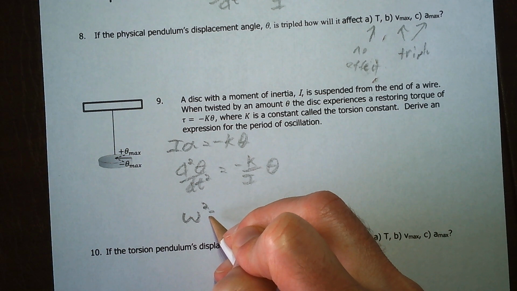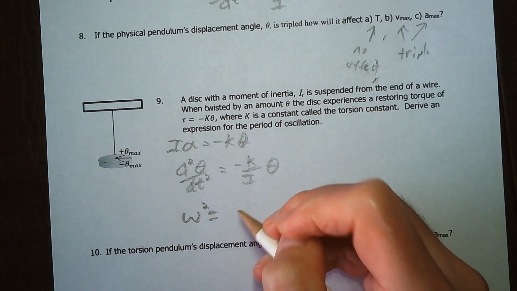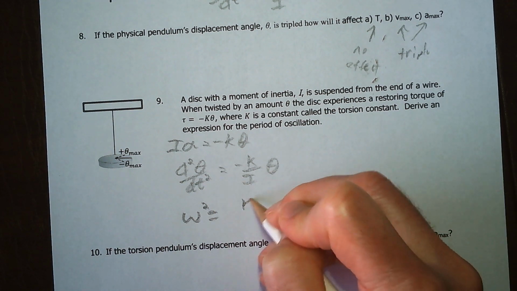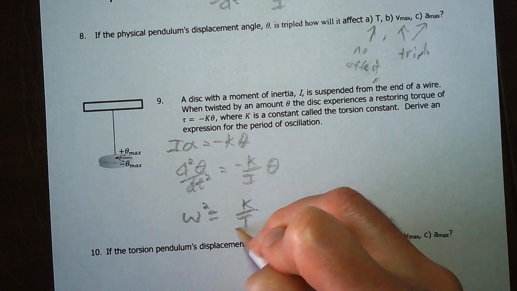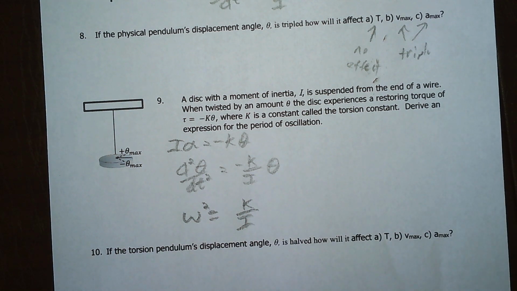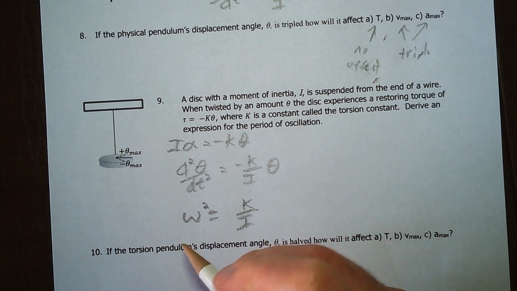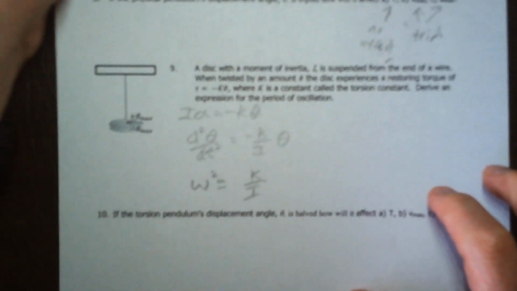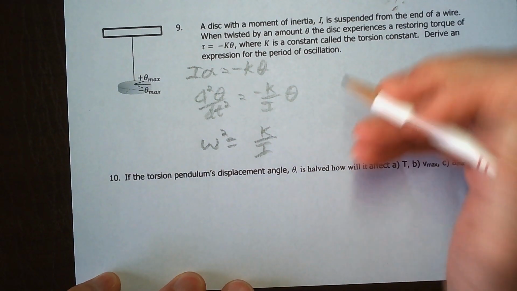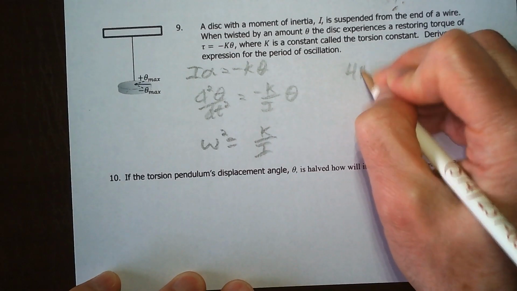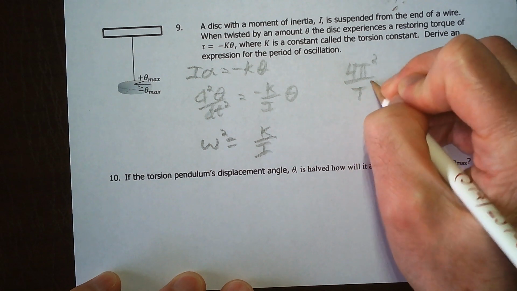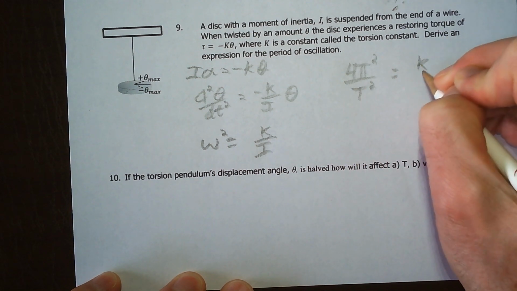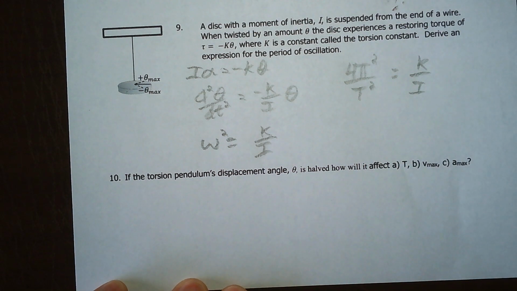When I do all the canceling and substitution, I end up getting omega squared is equal to k over I. And remember that omega is like an angular speed, so that would be 4 pi squared over T squared equals k over I. And you can solve that for T.